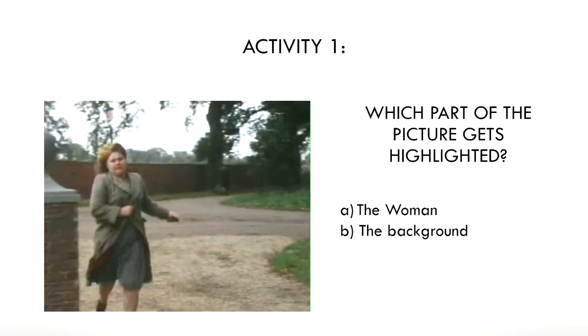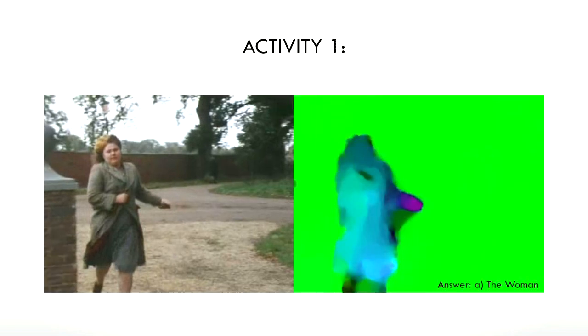Now we're going to play a game, activity, or exercise, if you understood layered motion well. We have this woman who's running towards the camera. Which part of the picture gets highlighted? Pause the video if you think you need more time. The thing that has been highlighted is the woman and nothing else, even though the camera is moving. If your background has been identified well, it will successfully detect that this is the background and the woman is the object.